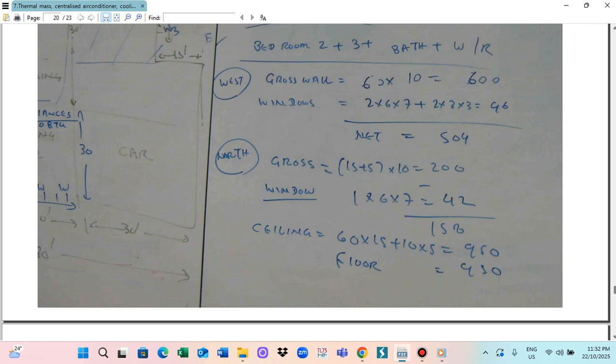And the window, so this is the west window. West window is a 2 window. So 2W1 and 2W. So 2W is 2 multiplied 6 multiplied 7. 2W1 is 2 multiplied 3 multiplied 3. So then you got 96. So this is the net wall. Net wall will be the 504. And this is for the west wall, and also we can calculate for the north wall.